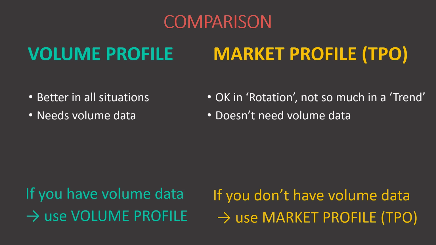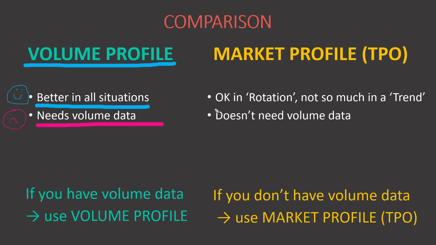So here is a little summary. Volume profile is better in all situations because it shows true volumes. That's good, right? On the other hand, volume profile needs volume data, which sometimes can be hard to get. Now, market profile, or TPO, is pretty okay to use in a rotation, but not so good when there is a trend. But the great thing about market profile is that it doesn't need volume data. That's a big plus. You can use it on any chart you can think of.